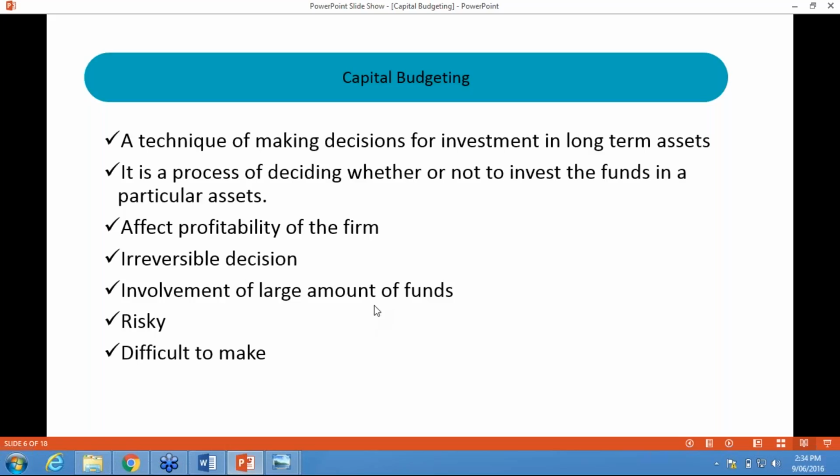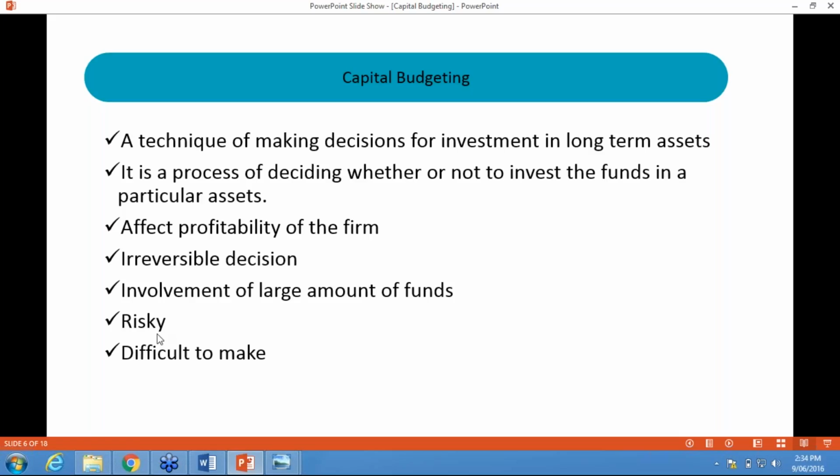Of course, a huge amount of money is involved in these decisions because they relate to long-term assets. Of course, they are risky decisions because capital investment proposals have different degrees of risk. Especially, they may fluctuate the profit of the business. That's why they are more risky.